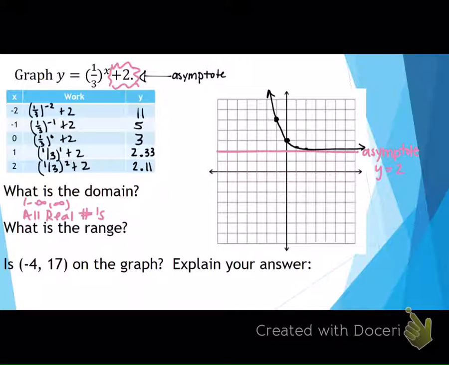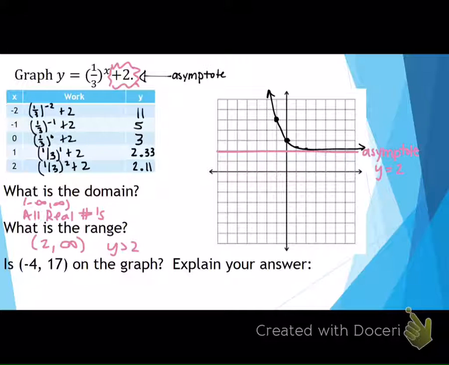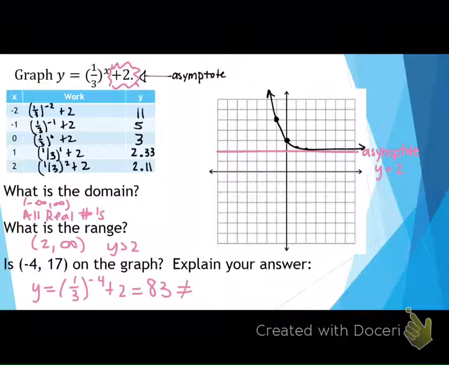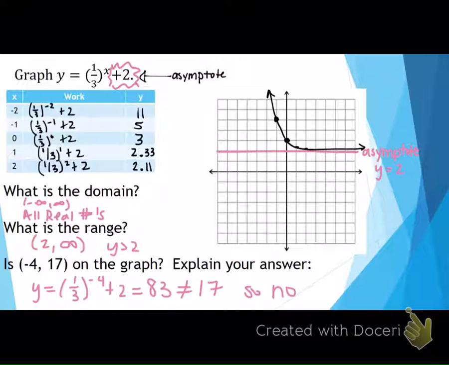Brian, what's my range? Range is 2, infinity. Yeah, it starts at the asymptote and it goes up forever. So, is -4 on the graph? No. What do you guys get when you plug in -4? 83. Did somebody else get -3? I said 83. Does not equal 17, so no. All right, look at the next example.